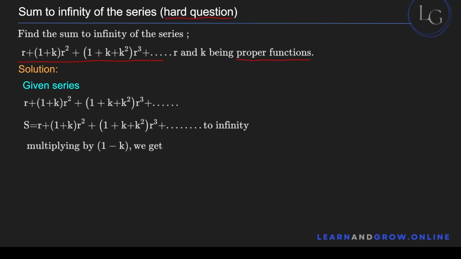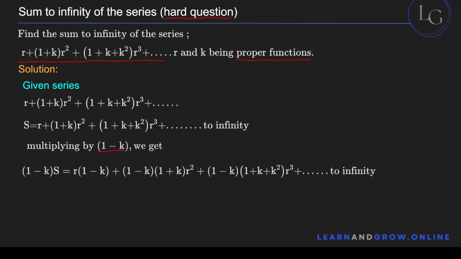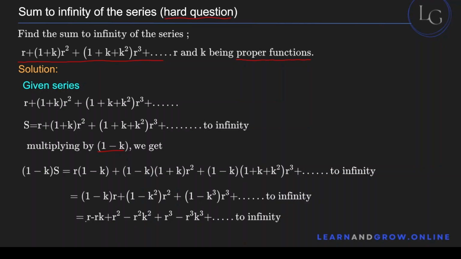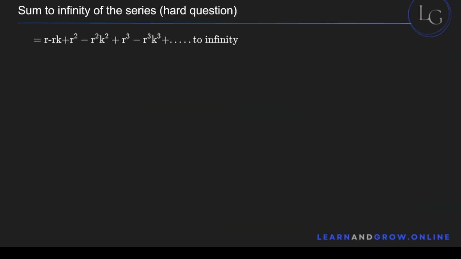This is what is given to us, and if we multiply the left hand side and the right hand side by 1 minus k, this is what we get. Now you'll see in a second why we did this. When you expand this, you get this series, and you'll notice something about this series. You have terms with just r in them, and you also have terms with rk. So you'll convert this into two different series, one with the r terms and one with the rk terms.